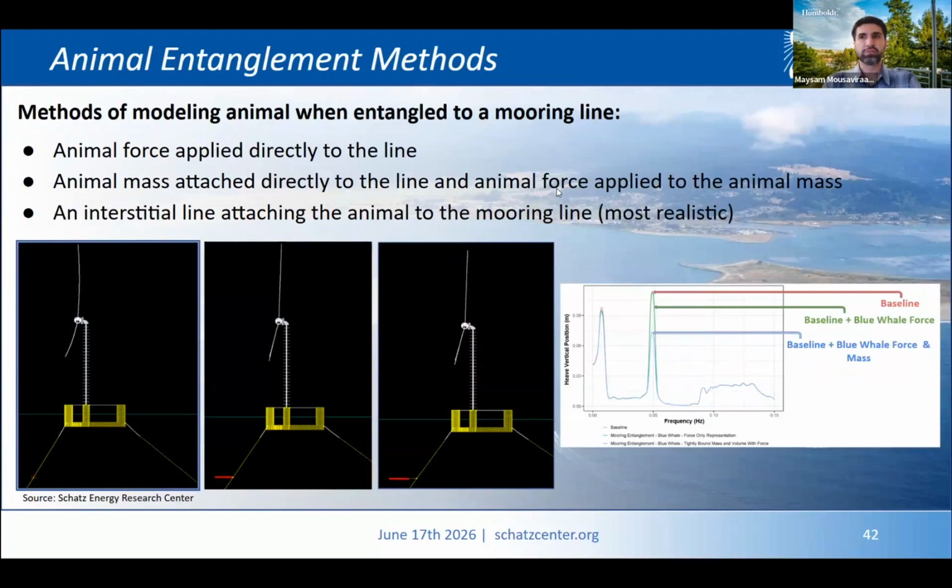We tested several ways of representing an animal entangled on a mooring line. The simplest option is to apply a force directly to the mooring line, as you can see on the bottom left. The next option is to attach a mass representing the animal and apply force to that mass. And the most realistic option is the third option, which includes an interstitial line connecting the animal to the mooring line. This matters because the animal does not behave like a simple external load. It has mass, inertia, drag, and motion relative to the mooring system. As shown in the bottom right image, our sensitivity work showed that applying force alone was not sufficient. So moving forward, we used an interstitial line representation because it better captures the mechanics of the entanglement.